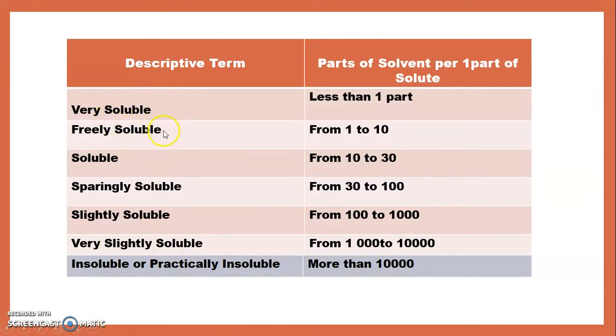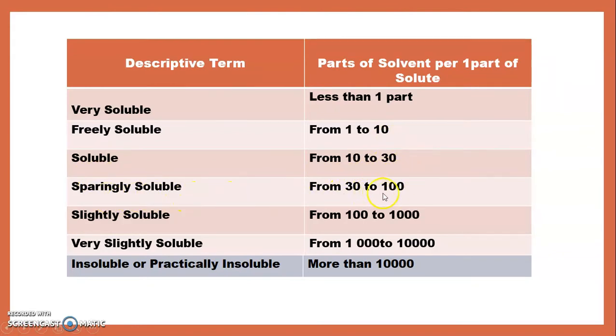That means very soluble, freely soluble, and so on. These are descriptive terms, given in parts of solvent per one part of the solute. That means how much of the part gets dissolved. Very soluble means less than one part remains insoluble. Freely soluble means from 1 to 10 parts remain insoluble. Soluble means from 10 to 30 parts.